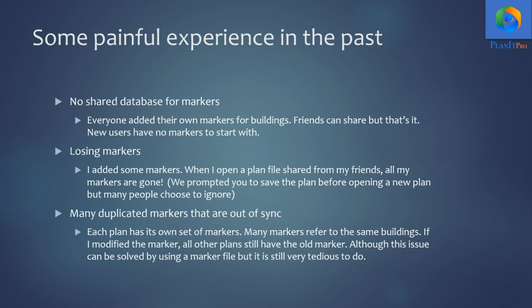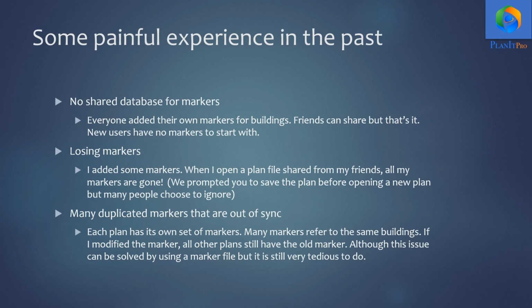The last problem is that many duplicate markers go out of sync. The duplicate markers are saved in each plan. Let's say you add a marker for a building. You use that in one plan and you save it. Now you have another plan, you also save that building. After taking a few shots, you realize the building location was wrong, or maybe the building height was wrong, so you adjusted it in one of the plans and saved it. All the old plans still have the old building marker. That really becomes a bigger problem when you have more and more plans. It's very hard to stay synchronized.